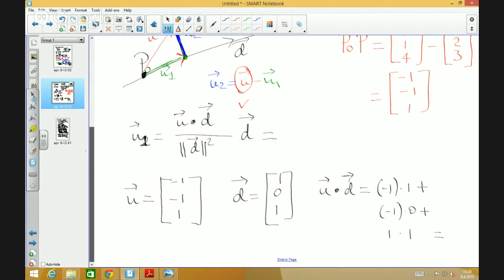Which is 0. Which tells us what? The two vectors are orthogonal. So, in fact, we can stop calculating. We already know what u1 is in this case. u1 is going to be something like 0 divided by something, times d.